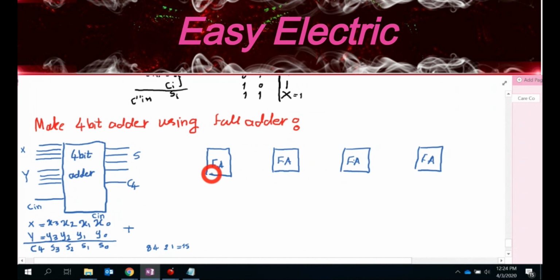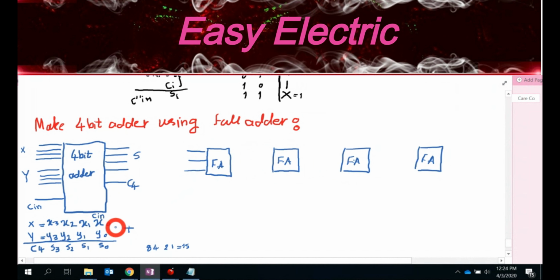So you tell me, you already know the full adder has 3 inputs, right? So you tell me these 3 inputs should be connected to which of these bits. Just give me a label. What should be connected for the first one? What should be connected to the first one?